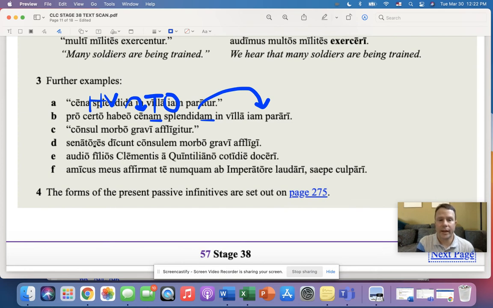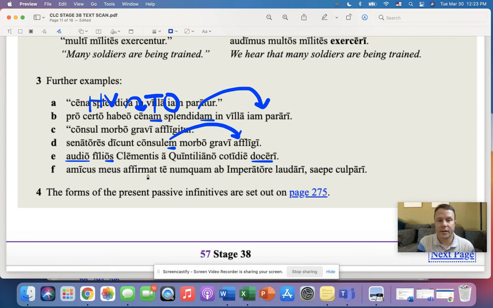So in D, we have a head verb, dicunt. The senators say, something you do with your head. You can say that the consul, here is your twisted object. Notice it's accusative, the subject accusative. The consul, and then affligi. Affligo, affligere means to afflict with. Okay, now this is the passive, so that the consul is afflicted, or is being afflicted, with a grave illness, a mortal illness. In E, here is your head verb, I hear. Here is your subject accusative, your twisted object. I hear that Clemens's sons, and then doceri, are being taught by Quintilian every day.